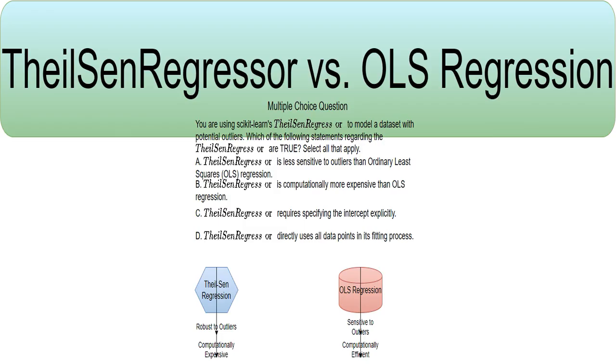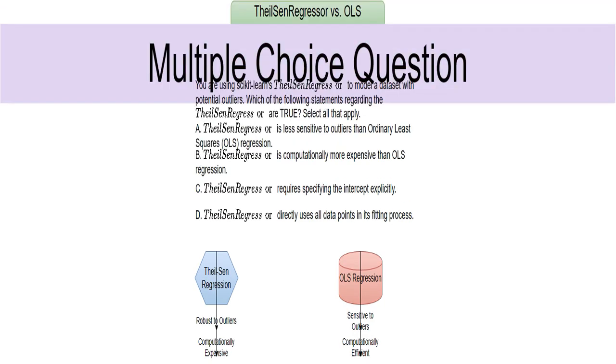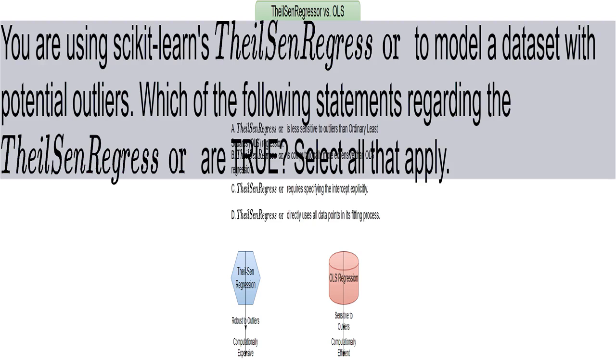I'm comparing two regression methods, TheilSen and ordinary least squares, OLS. I'll examine how they handle outliers and their computational speed. This is a multiple-choice question testing your understanding of TheilSen regression. The question asks you to identify the true statements about TheilSen regression from Sklearn, a popular Python machine learning library.